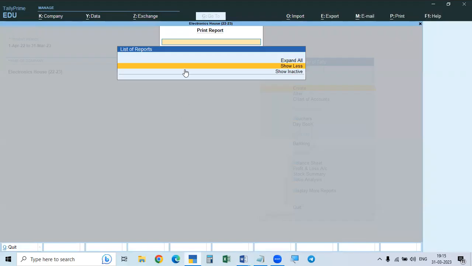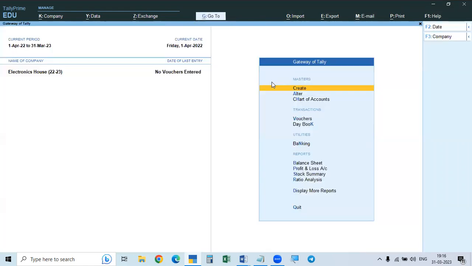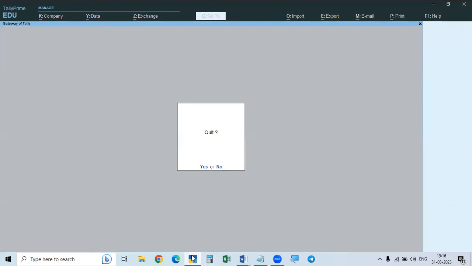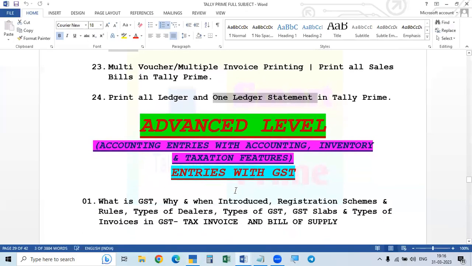But these options will work only if Tally is not the education version. It is only in the licensed version. If it is the education version, it will not show that. So after some time, with the help of a licensed version, I will show this and make the videos. So with this, we will stop this, and now we will go to the advanced level.